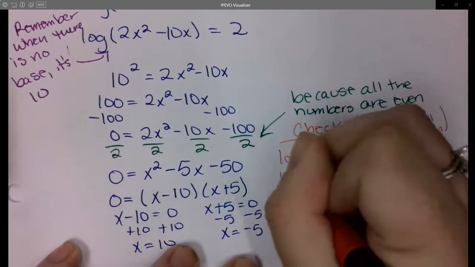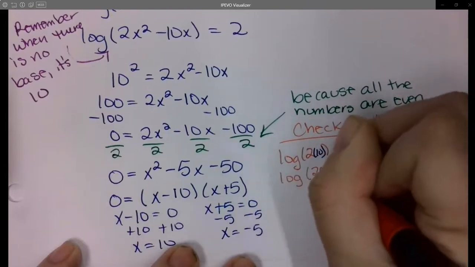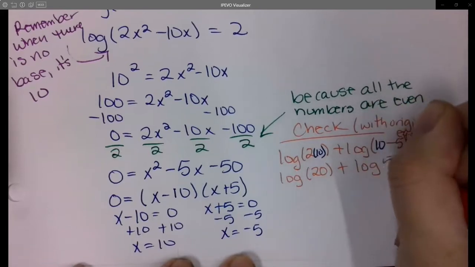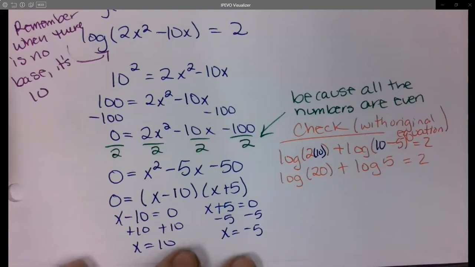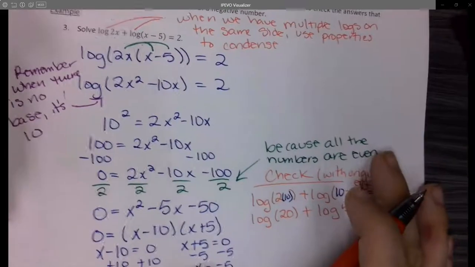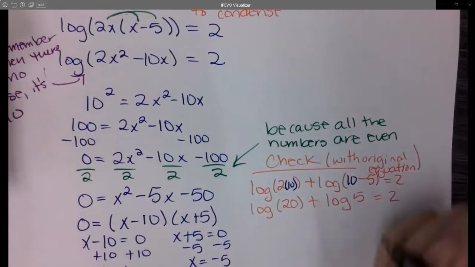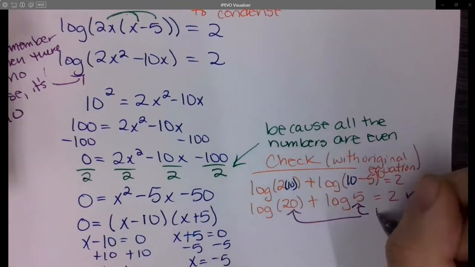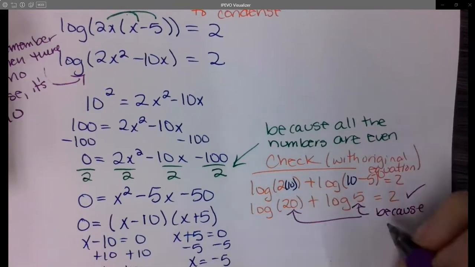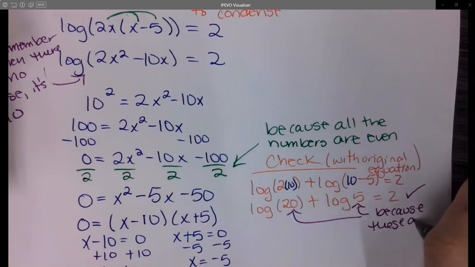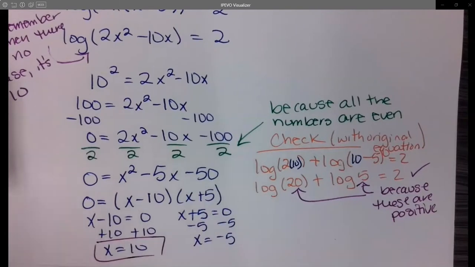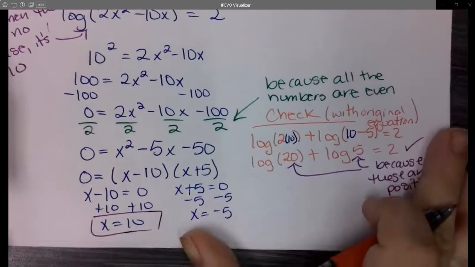And then I do 2 times 10, which gives me 20. 10 minus 5 gives me 5. And this equals 2. So because all of my logarithms are positive, I know this will work. Okay, so 10 works. Now I need to go ahead and check the 5.